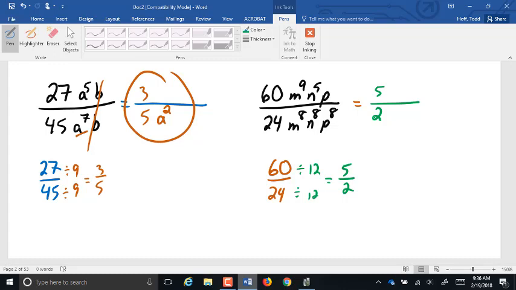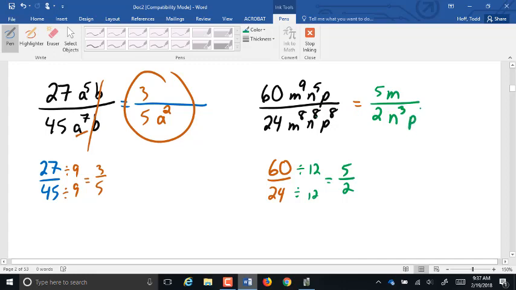Where does the m go? On top with a power of 1, or it just stays m. M to the 9th was the bigger power. 9 minus 8 is 1, so it's just m. Where does the n go? Bottom with a power of 3. Good. The 8 is the bigger of the 2. 8 minus 5 is 3. P is going to go on bottom with a power of 7. We think of this as p to the 1. 8 is bigger than 1, so it goes on bottom. 8 minus 1 is 7. What do you think? Doable?